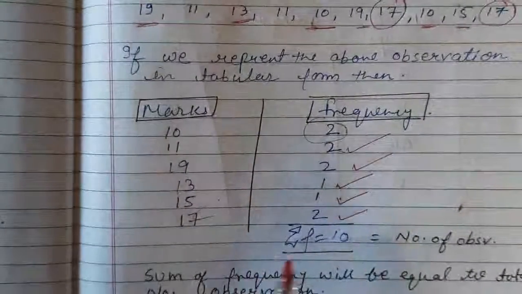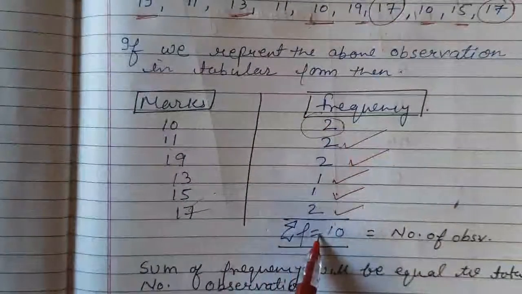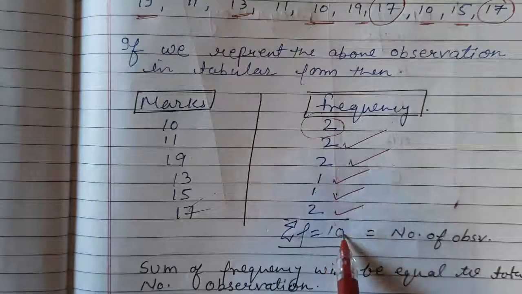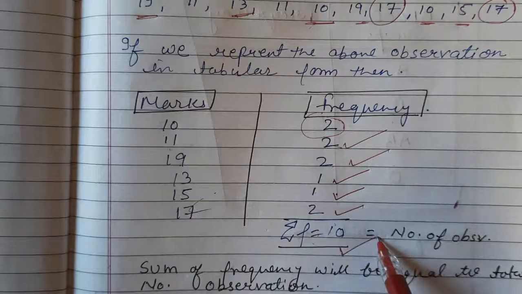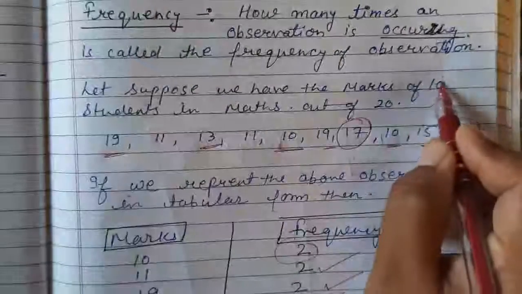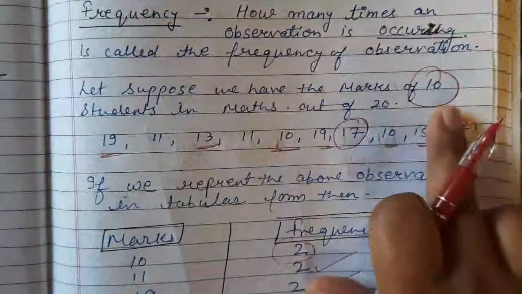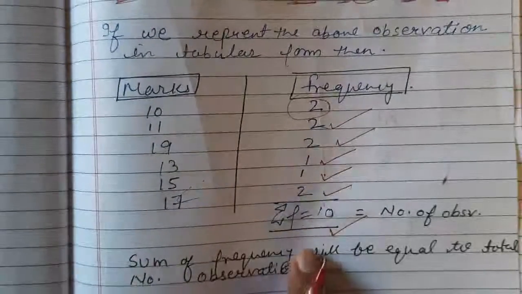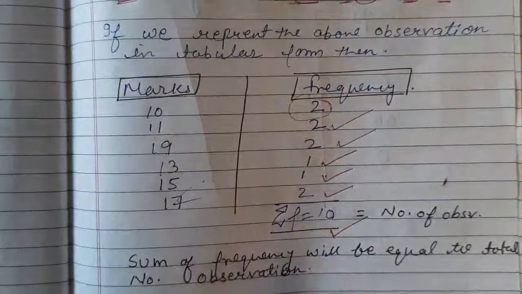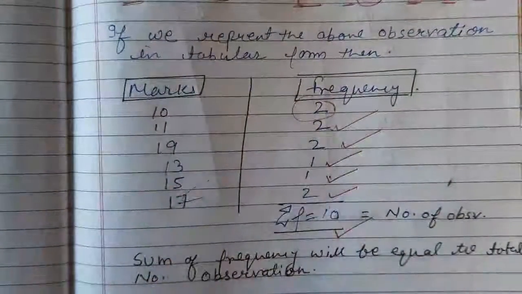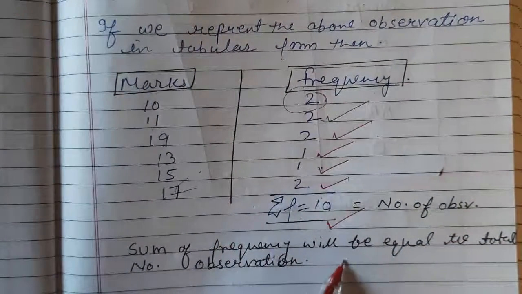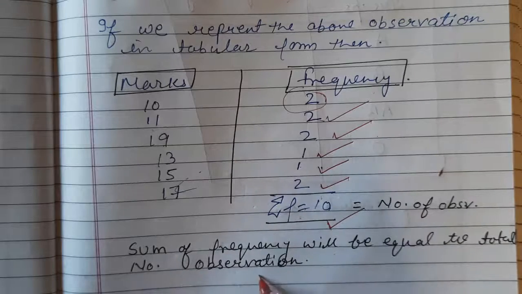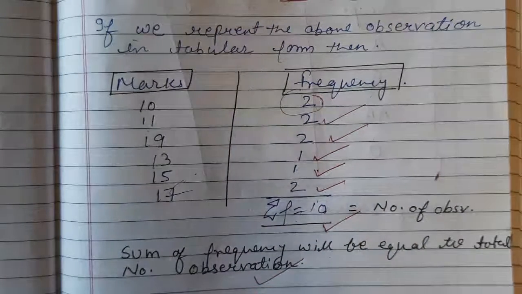Now you can check our answer by the sum of the total frequency: 2, 2, 2, 6, 7, 8, 9, 10. The sum of frequencies should be equal to the total number of observations. The total number of observations is 10 and the sum of frequencies is equal to 10. That means we have made the correct frequency table. So this is called the frequency table distribution.